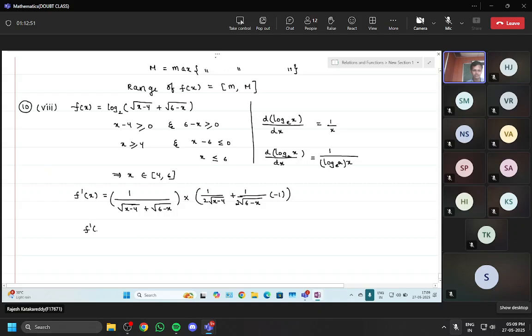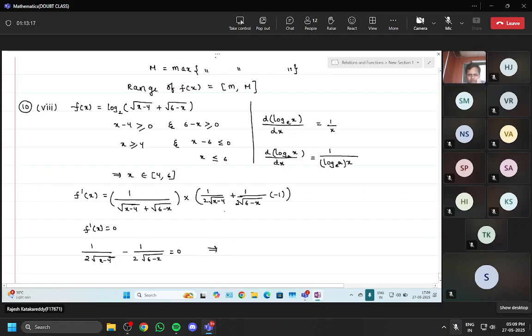If we are equating this to 0, the first bracket I'm sending as such to the right hand side, it becomes 0. The second bracket we have 1 divided by 2 times root x minus 4 minus 1 divided by 2 times root 6 minus x is 0, right? So now simplifying this.